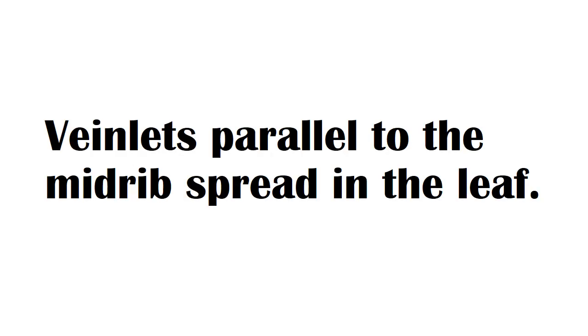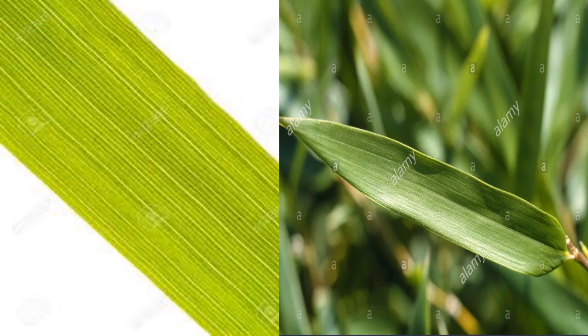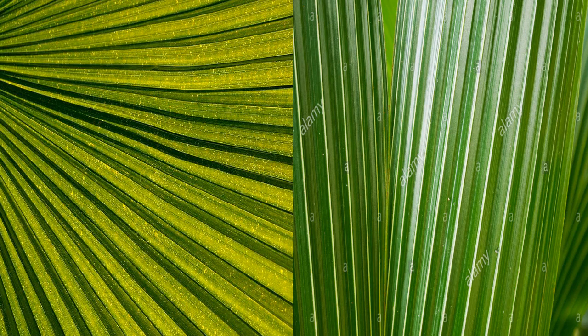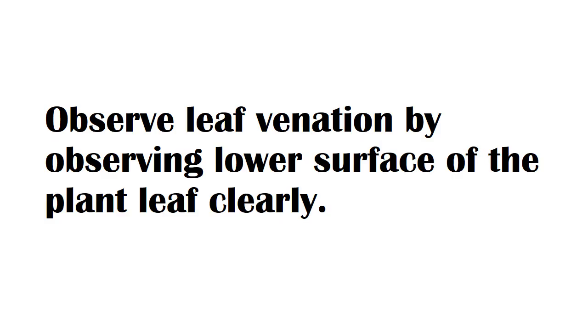Next venation type is parallel venation. Veinlets run parallel to the midrib and spread in the leaf. Let's see some examples of parallel venation: grass, bamboo, palmyra, coconut. You can observe leaf venation by observing the lower surface of the plant leaf clearly.